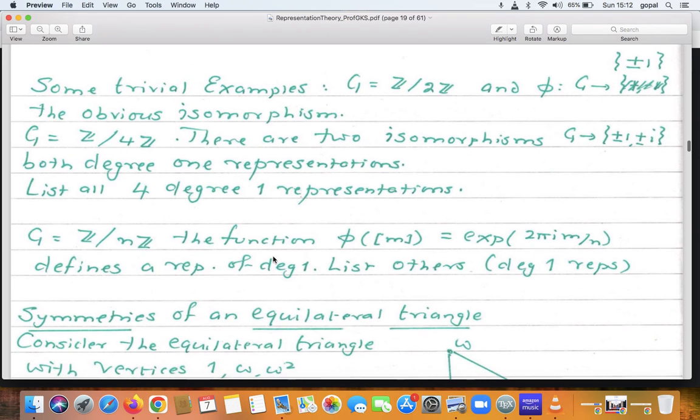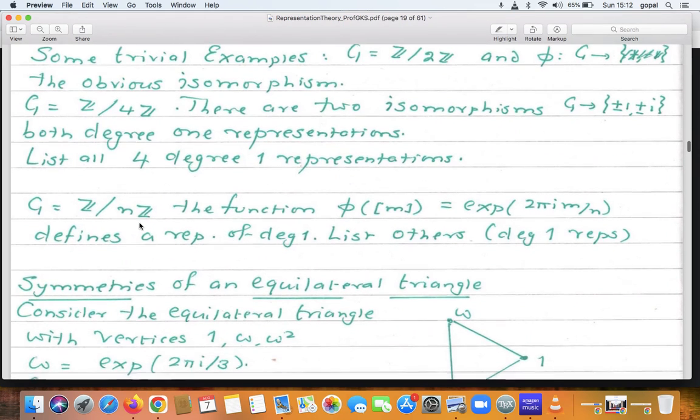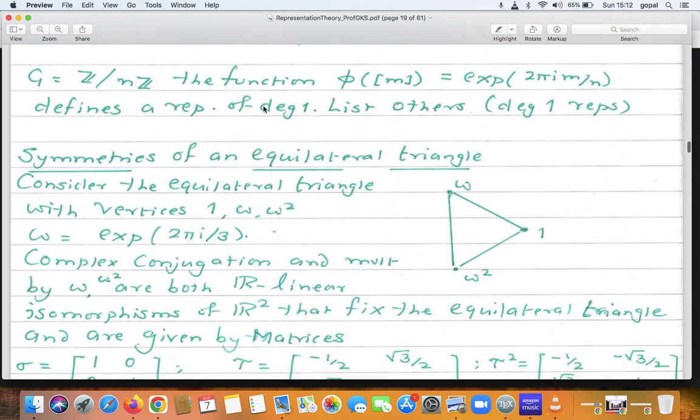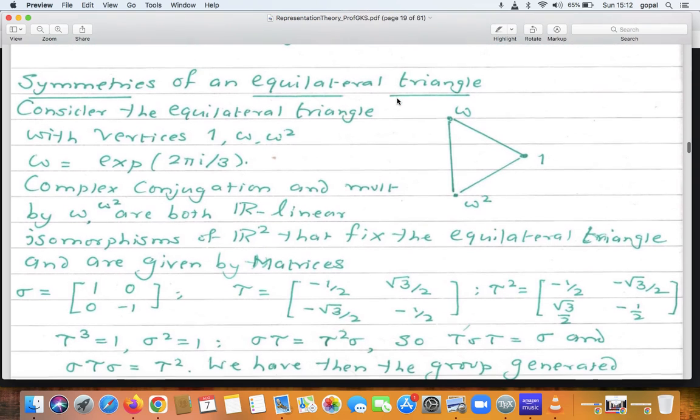So here I'm only looking at degree 1 representations first, and take a cyclic group of order n, and then you send the residue class of m to exp(2 pi i m by n). That defines a representation of degree 1. You can list all the other representations of degree 1. Now we come to an interesting example of representations of degree 2. Take the equilateral triangle. The vertices of the equilateral triangle are 1, omega and omega squared. And omega is the cube root of unity, exp(2 pi i by 3).